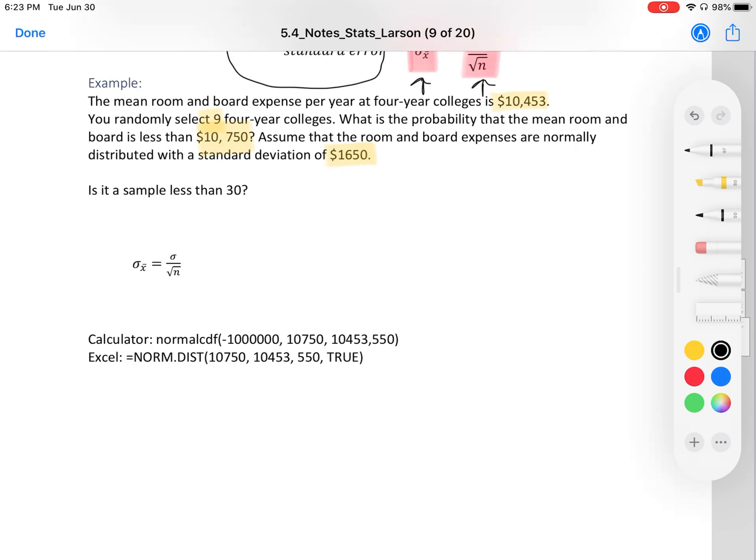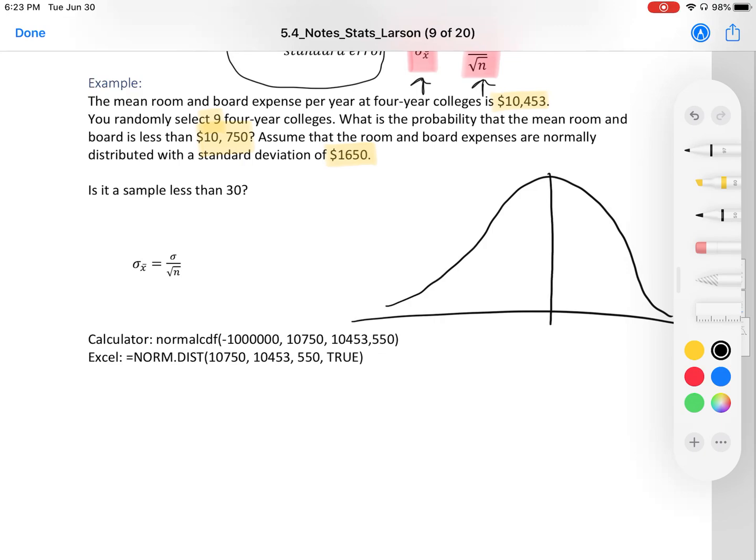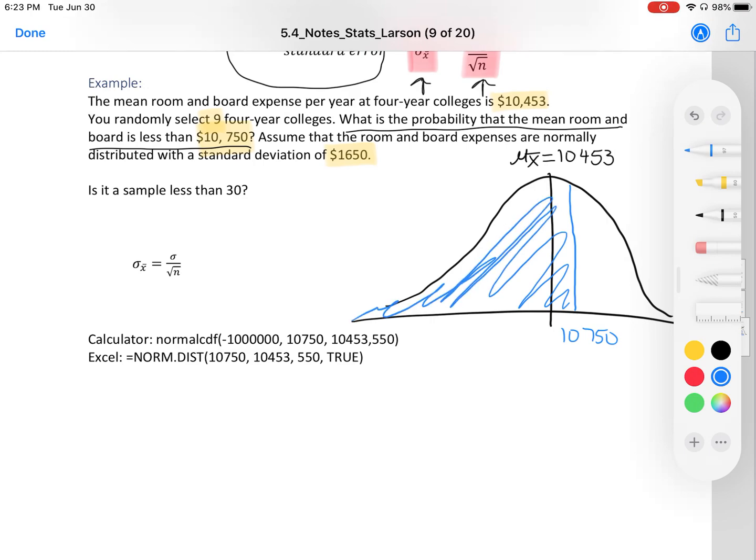All right, let's draw our information. Always draw your bell-shaped curve. And we have a mean. Our mean of sample means is the same. We're told the mean is 10,453. All right, and our question is, what is the probability that the mean room and board is less than 10,750? So we want to know what's the probability that it's less than 10,750. That's what we're looking for.